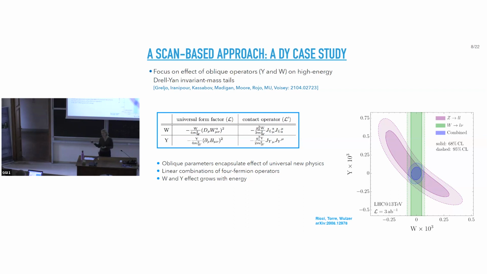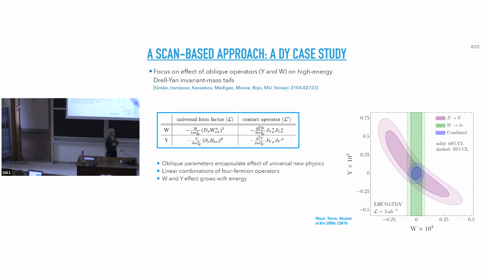And then with Admir, we said, what if we look instead at the Drell-Yan data, because they reach a much higher invariant mass. At that point, there were lots of projections of data at the high-luminosity LHC that have been considered in the study of these oblique parameters, like S, T, U, W, Y, but W and Y are the ones that grow with energy, okay? There were studies showing the potential of this data in constraining the W and Y operators. These are basically universal four-fermion operators that encapsulate the effect of universal new physics, like a new Z prime or a new W prime that mixes with the Standard Model.